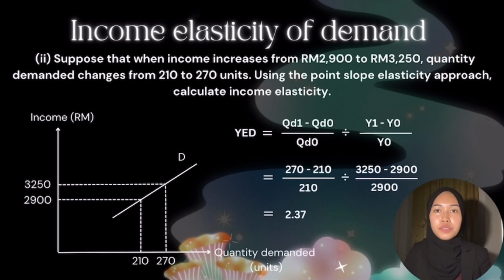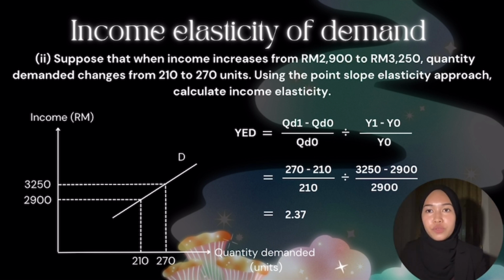Suppose that when income increases from 2,900 ringgit to 3,250 ringgit, quantity demanded changes from 210 to 270 units. Using the point slope elasticity approach, calculate income elasticity. For question 2, we need to use the income elasticity formula, which is YED equals QD1 minus QD0 over QD0, divided by Y1 minus Y0 divided by Y0.